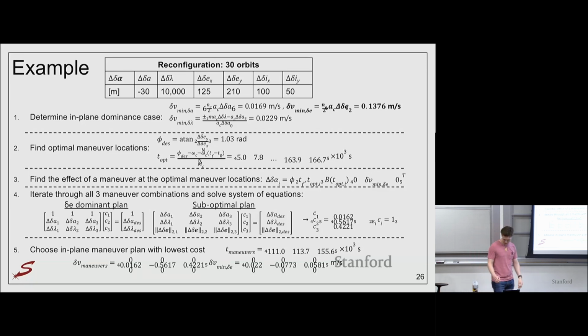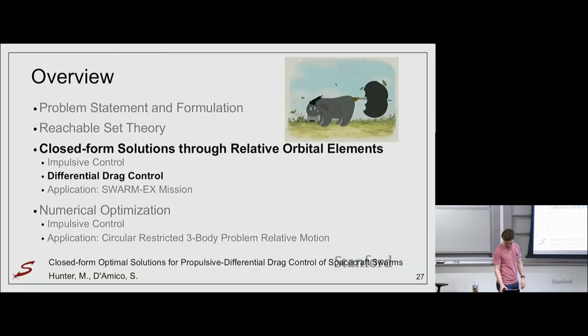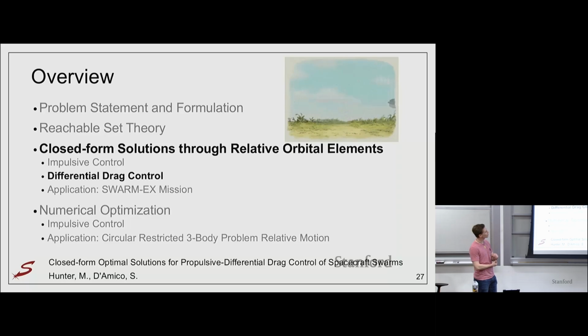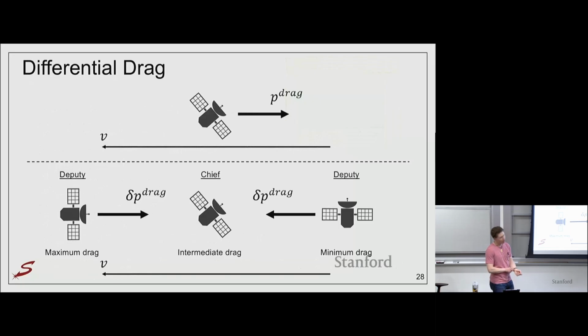Cool. All right. So now we have closed form solutions for impulsive control. We can now create closed form solutions for differential drag control. Differential drag is simply the difference in atmospheric drag between two spacecraft. So if you have one spacecraft traveling to the left, you're going to have some sort of atmospheric density that pushes it back to the right, against the direction of travel.